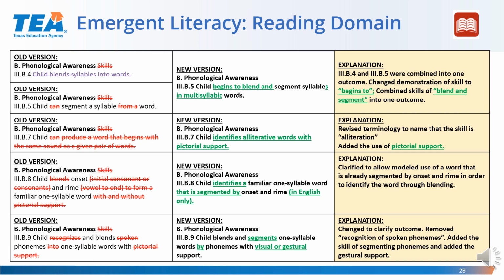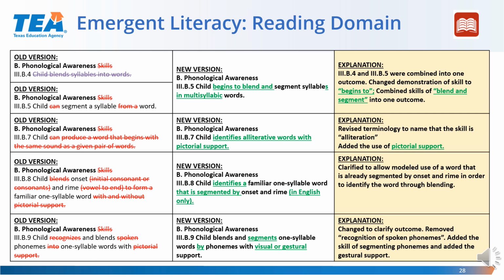3B5 was revised to allow for the beginning demonstration of the skill to blend and segment syllables and words. This outcome is a combination of the original 3B4 and 3B5 and was also revised to align to the language in the kindergarten TEKS. 3B7 was revised in terms of terminology to name that the skill is alliteration. It also added the use of pictorial support.